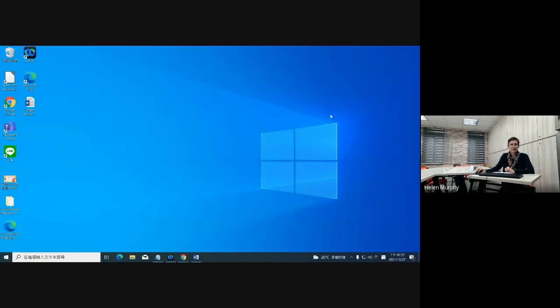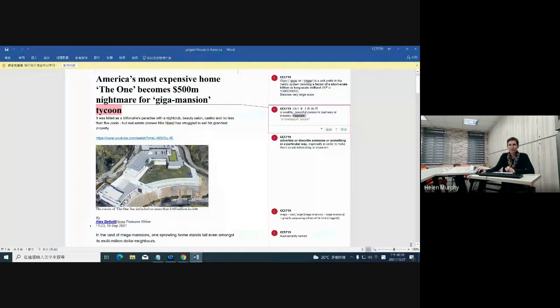Okay, so this is the house called The One. Quite a spectacular house, I think you will agree. But it has run into trouble. So we know it's become a nightmare for its developer. Now let's have a look at the subtitle here.